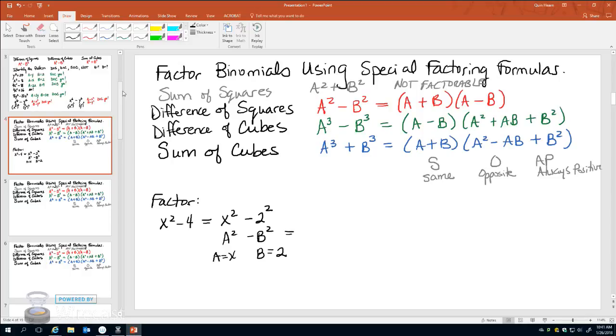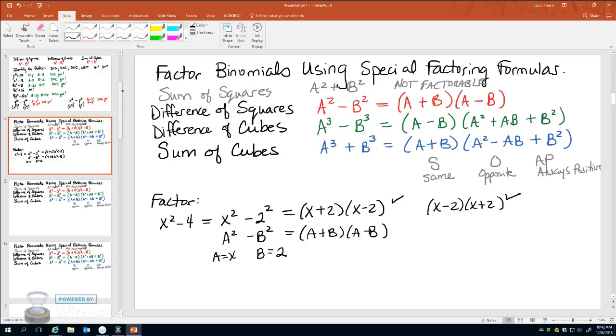So how does a squared minus b squared factor? It factors into a plus b times a minus b. Write down your formula. So our polynomial, putting in x wherever you see an a and a 2 wherever you see a b, is going to be x plus 2 times x minus 2. Now students often ask me, does it have to be in that order? And the answer is no. Remember, multiplication is commutative. x minus 2 times x plus 2 means the same thing as x plus 2, x minus 2. So either of these would be correct factorizations.